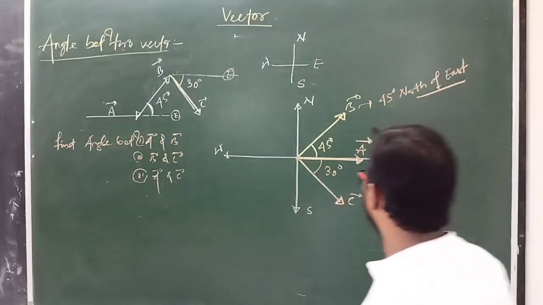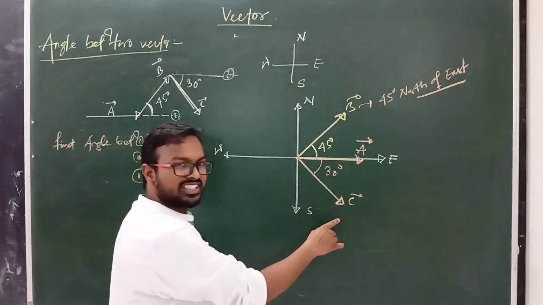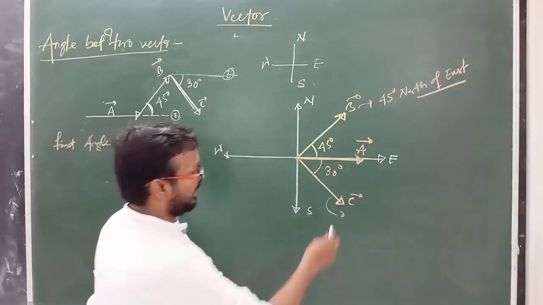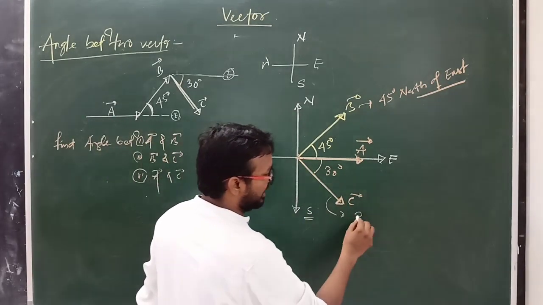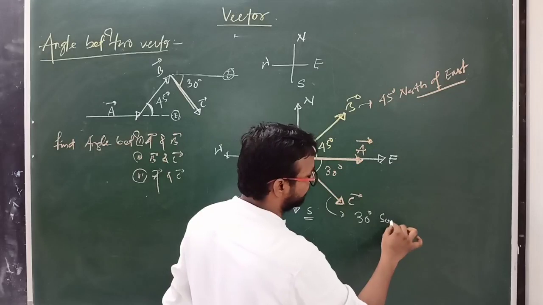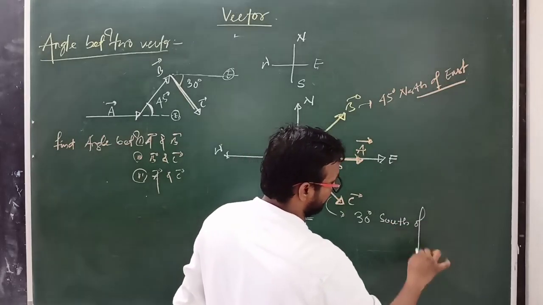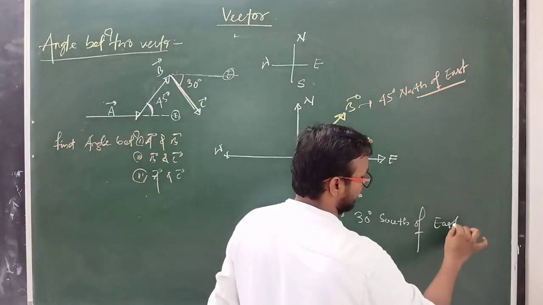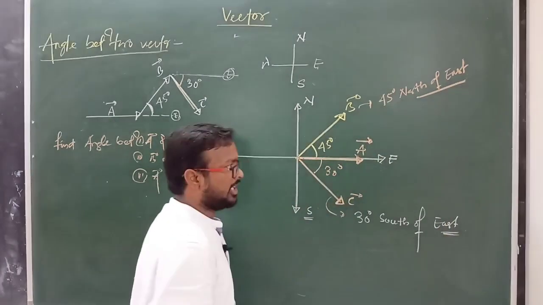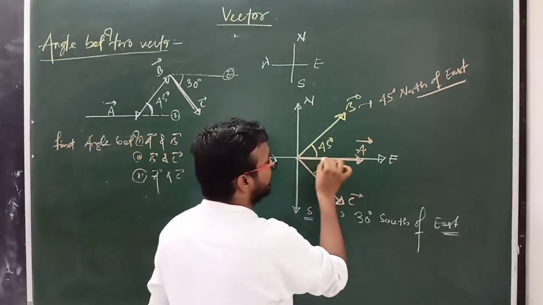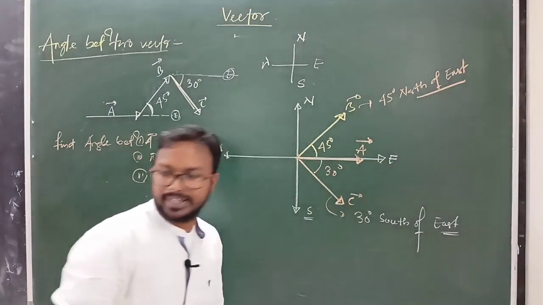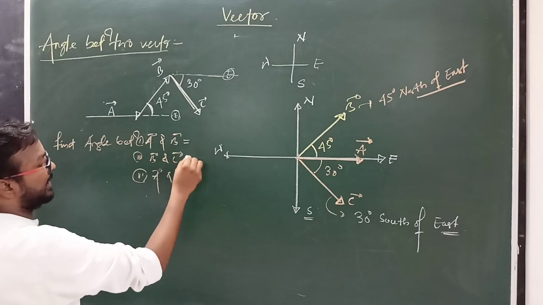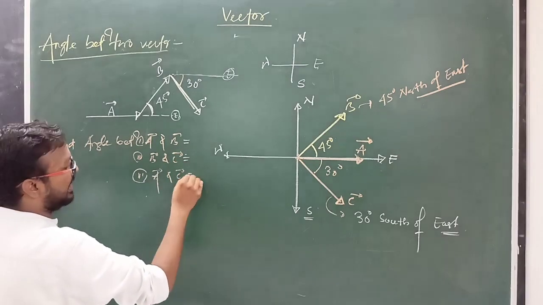And the second one, vector C, which represents the south direction. So 30 degrees south, 30 degrees south of east. This is the direction. Clear? And here this is the east direction of a vector. So now we have to find the angle between vectors A and B, B and C, and A and C.